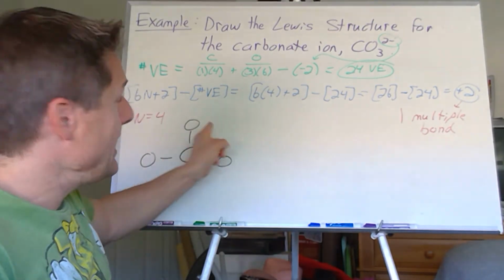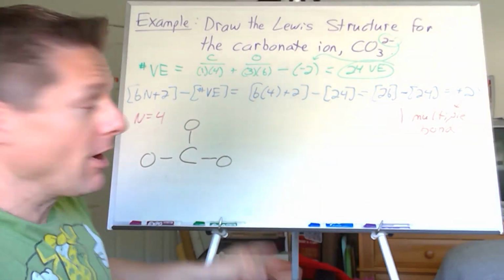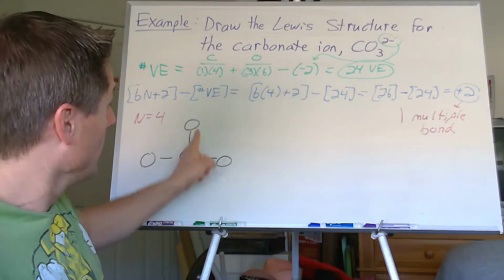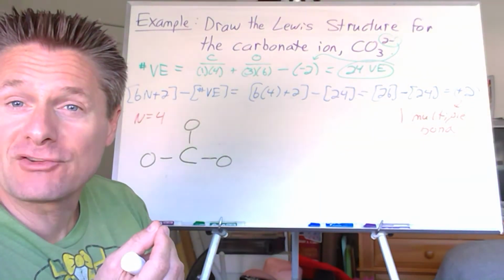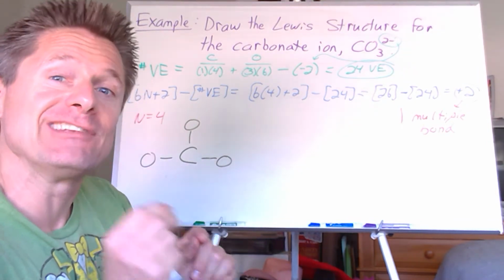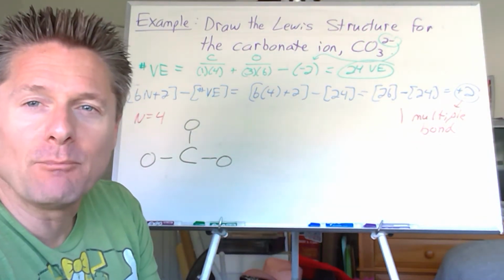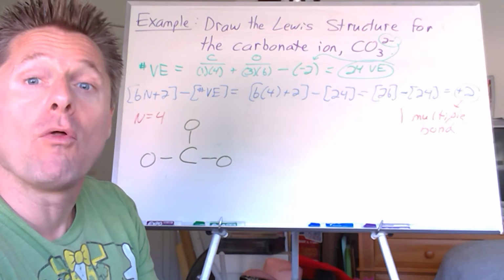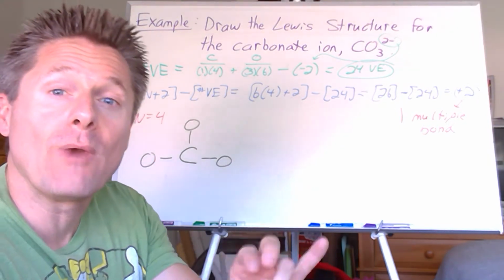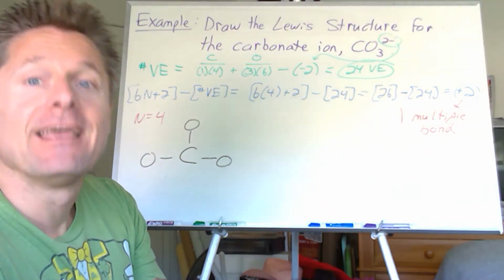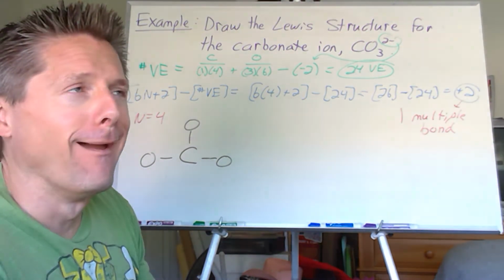Since there are three equivalent Lewis structures we could draw, one with a double bond here, one with a double bond there, and one with a double bond there, those are all valid Lewis structures. They have the same atomic connection. They just differ by the placement of that multiple bond. We have to draw all three of them. So we have three valid Lewis structures. They're called resonance structures. Yes, you have to draw all three.